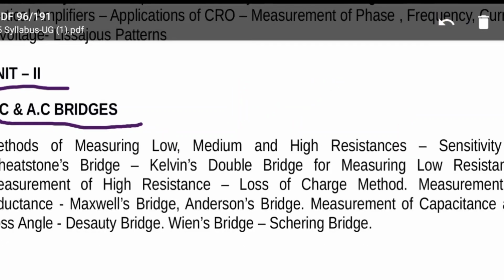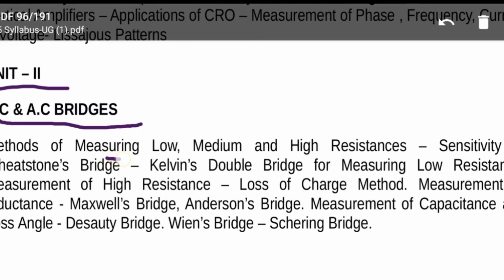What are the measurement methods? What are the bridges? How to measure the various parameters of electrical resistance, inductance, capacitance, like that. In this chapter, first off is DC bridges, next off is AC bridges. DC bridges are mostly 2 bridges only we are studying. One is Wheatstone bridge, another one Kelvin's double bridge.